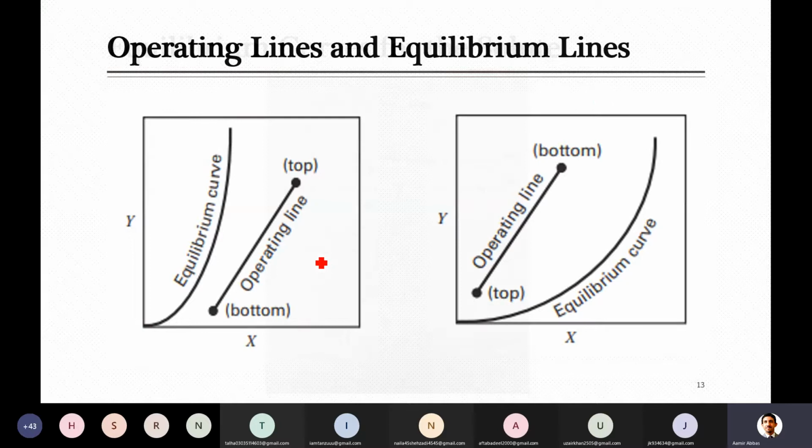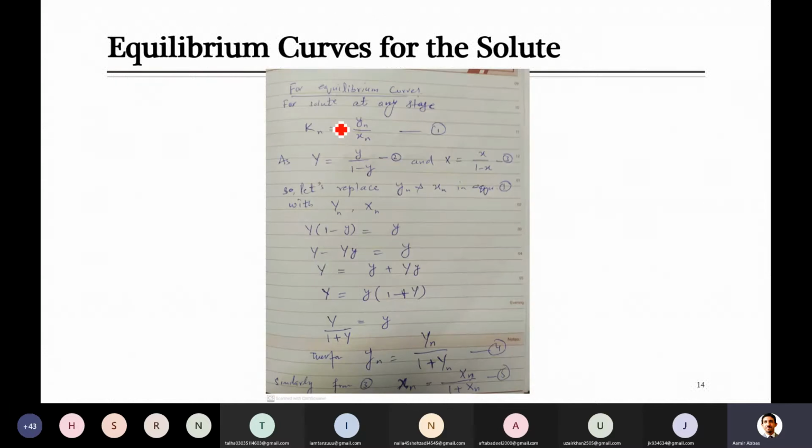So for equilibrium lines, when we say equilibrium, we consider that any component or any solute particle which is a part of the liquid as well as part of the vapor will be in equilibrium with each other at each of the plates.